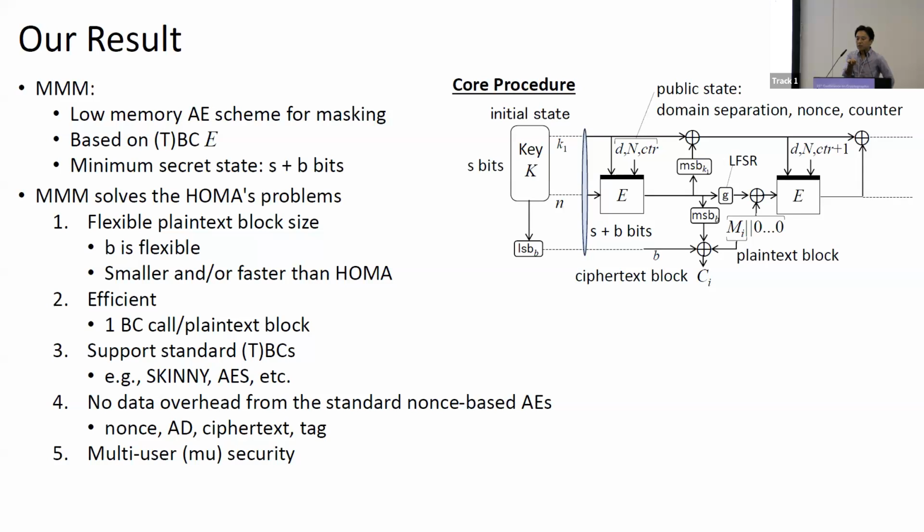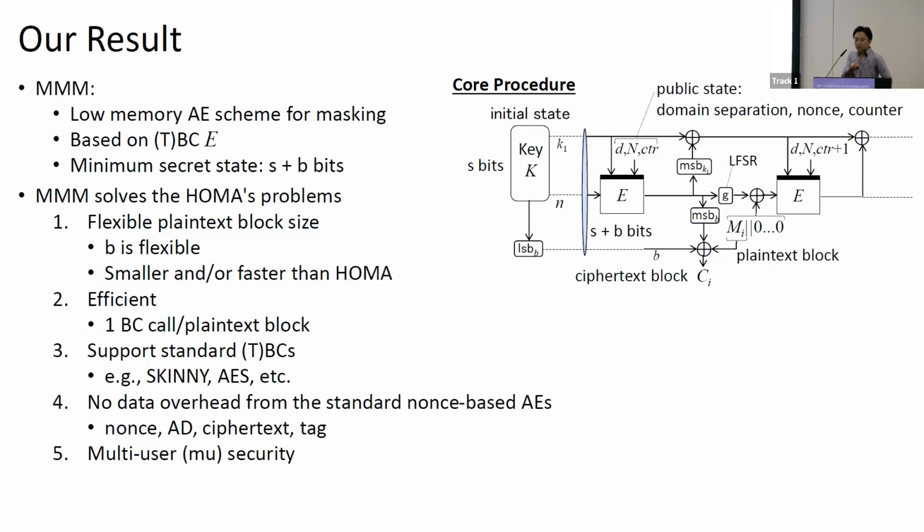In this process, the plaintext M is encrypted by XORing with the B-bit part of the block cipher output and the B-bit part of the secret key. So the state size is B bits plus S bits. This is the minimal state size. And the M construction solves all the HOMA problems. That is, the plaintext block size is flexible. We can choose the plaintext block size, so M can be smaller or faster than HOMA.